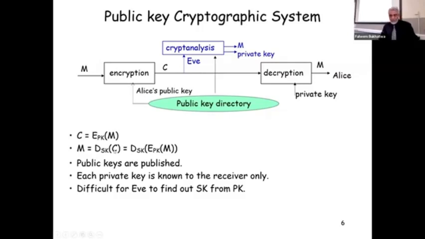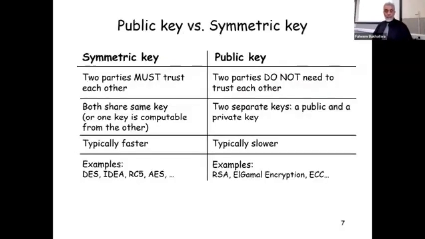So with public keys, every time you generate a pair of keys, one of them is the private and one is the public. The public is published. We try to distribute it to other people. Tell them this is my public key. If you want to send me a message, send it to me encrypted with this.